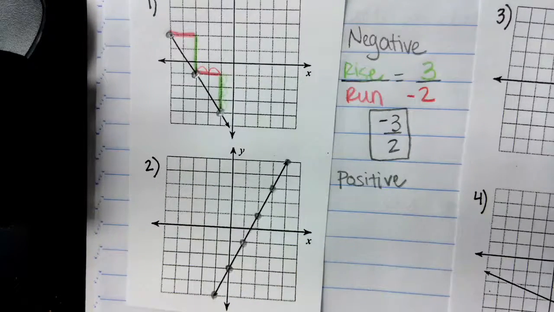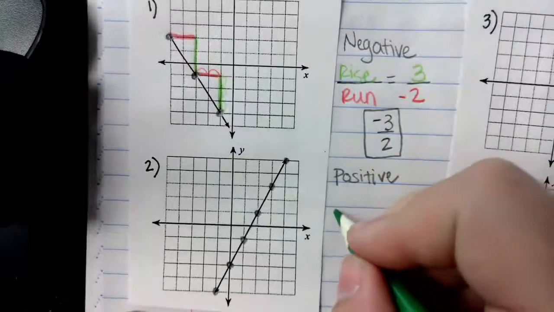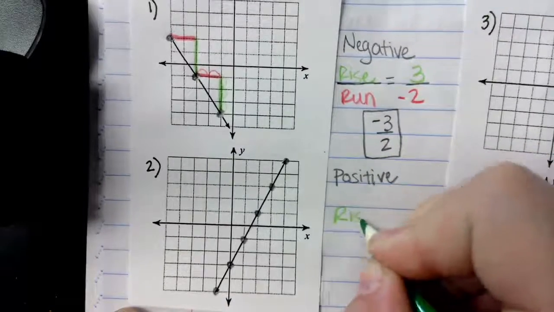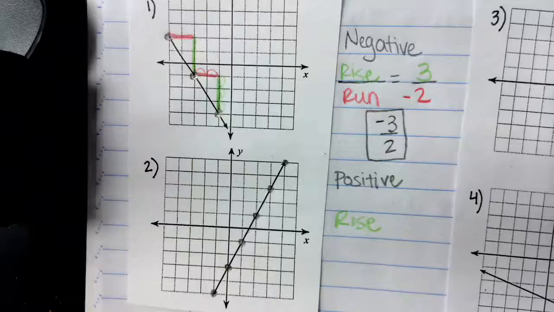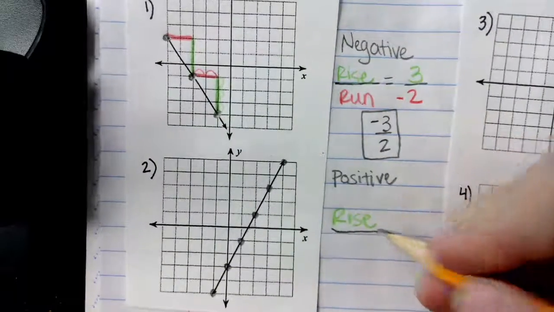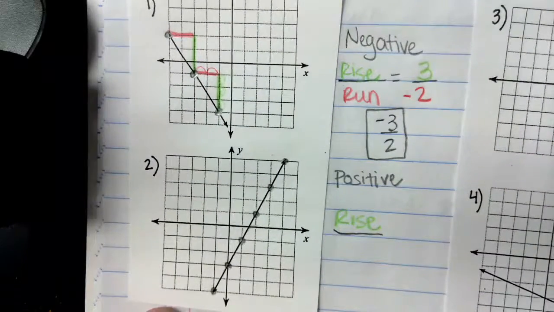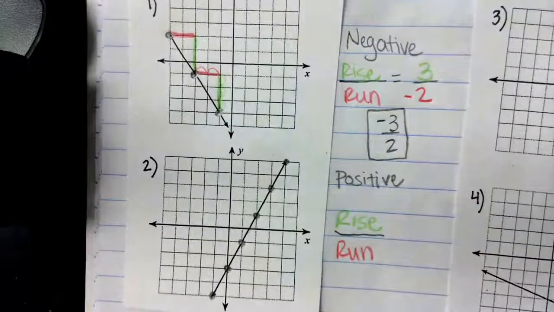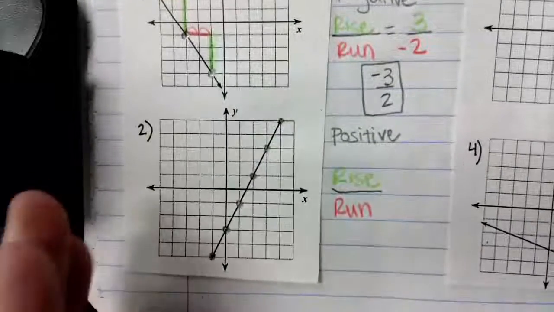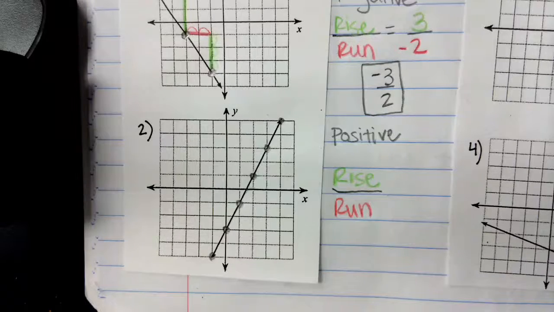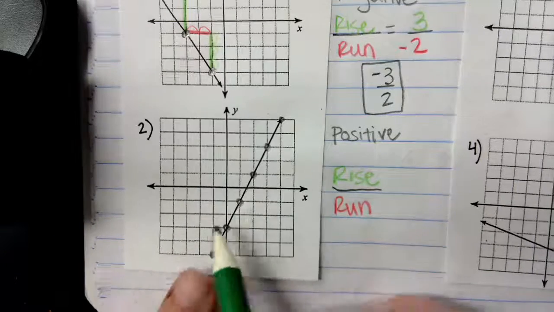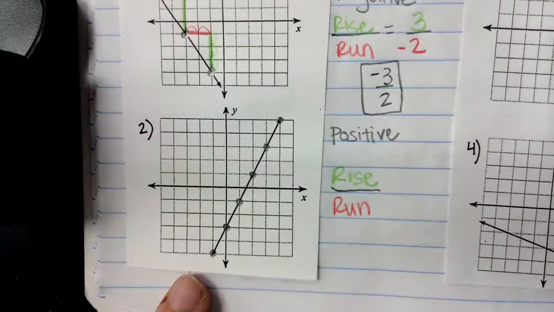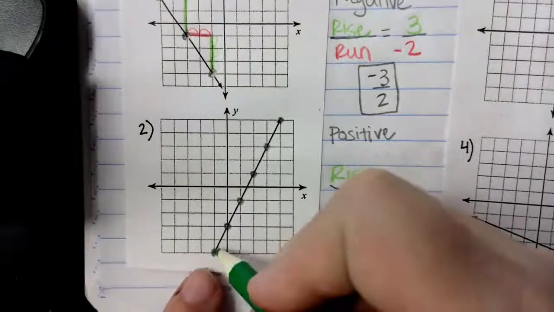Now, some people, when they do their rise and run, they like to start on the bottom. That's me, because I like to rise up. Some people always like to do their rise and run left to right, because that's how we read the graph. We read the graph left to right, so it makes sense to always start on the left. So I'm going to start on the left. Doesn't matter which point I start at. I'm just going to pick this one because it's the very bottom one.